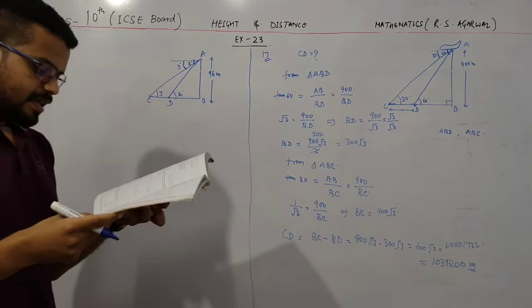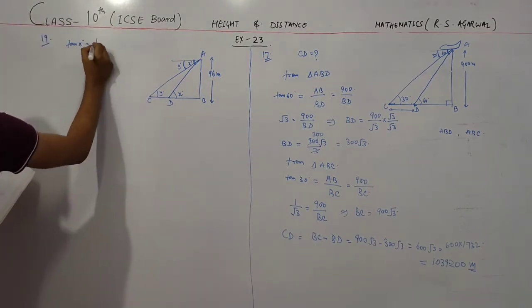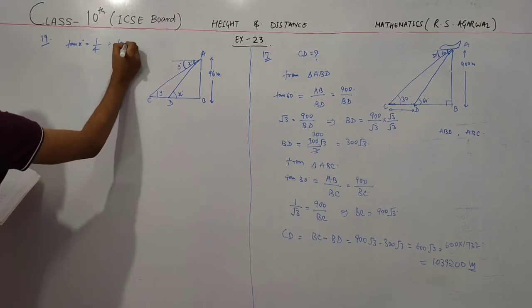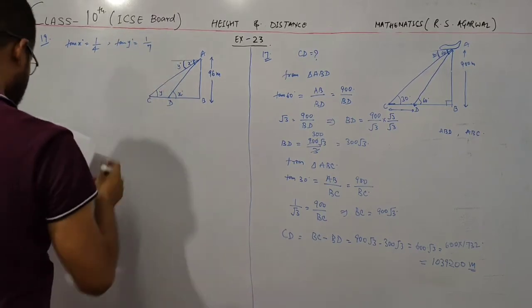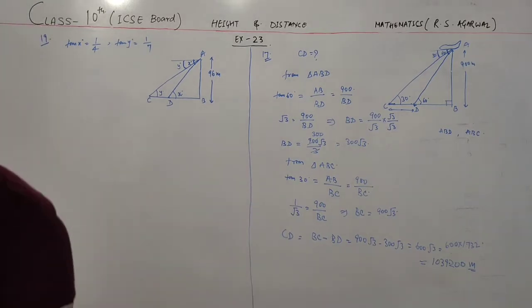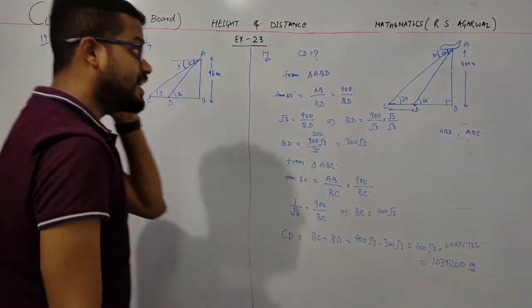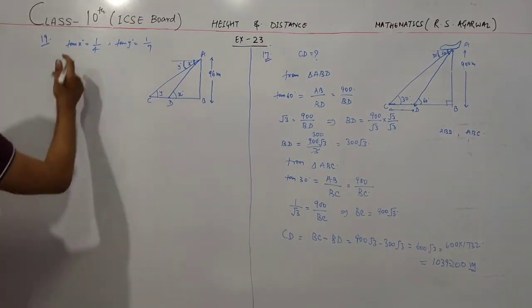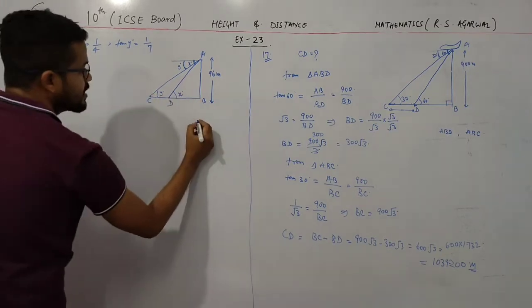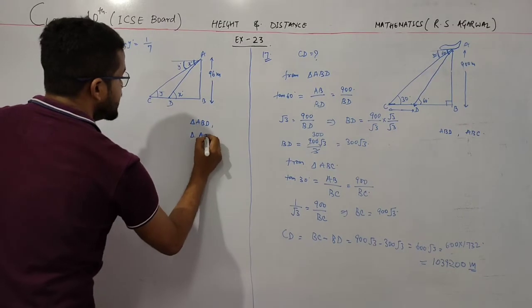Okay, tan x degrees is given 1 by 4 and tan y degrees is given 1 by 7. Calculate the distance between the vehicles. This question is also the same as question number 17. Here the value of tan x is directly given. So simply use both triangles. The first one is ABD and the second one is ABC.